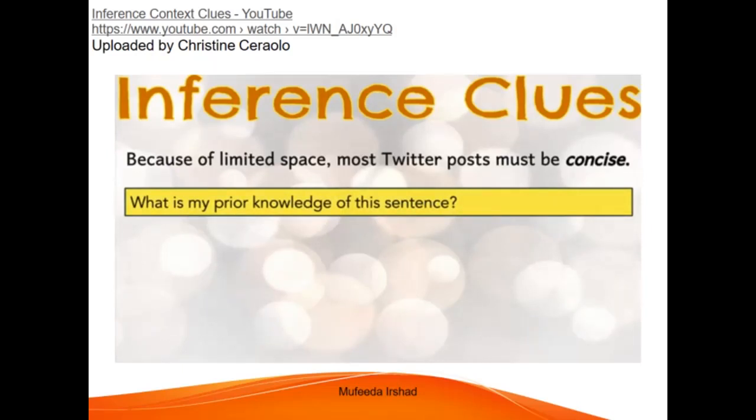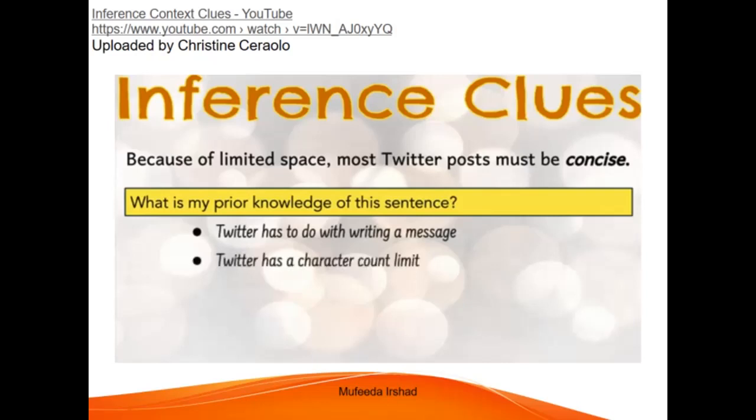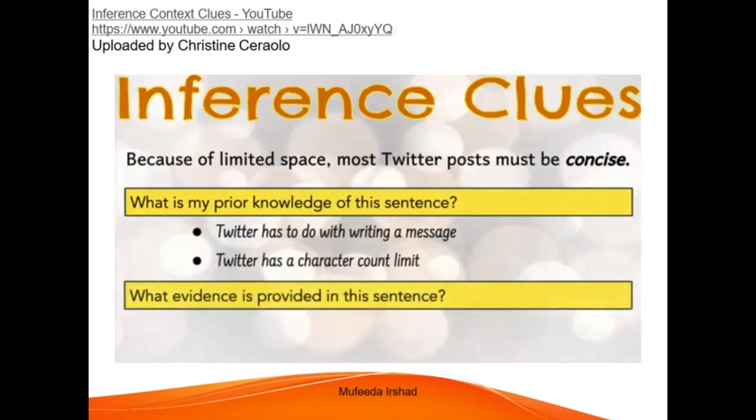Well, I know about Twitter, send out tweets. So I know that Twitter has to do with writing a message, sending a tweet. I also know that Twitter has a character count limit. So I can't write and write and write. I have to kind of get to the point. So what evidence is provided in the sentence that helps me know what concise might be? Well, it says it has limited space.